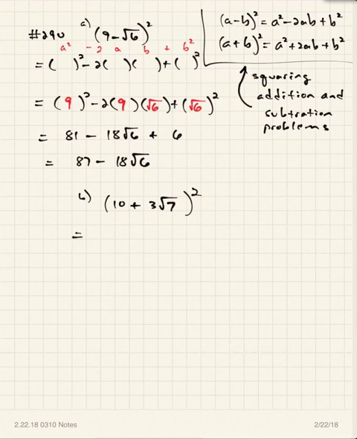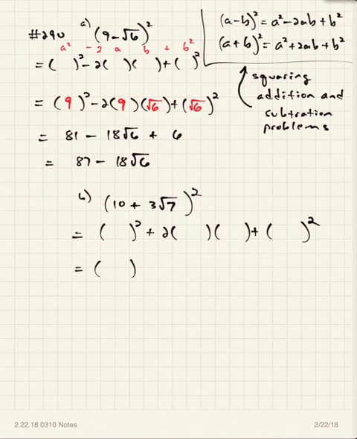So in this problem, this is the square of an addition problem. So write out the pattern. And I'm going to do this as a separate step so that if you go back and look at these notes, you can see what I'm doing. So I wrote out the pattern first: a squared plus 2ab plus b squared.